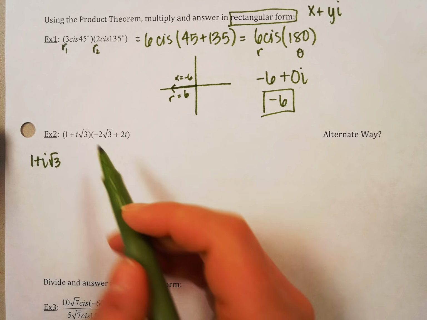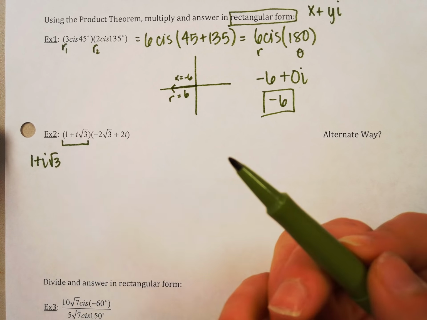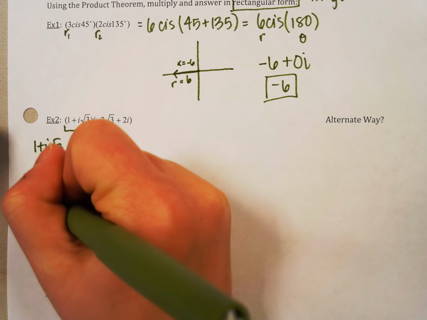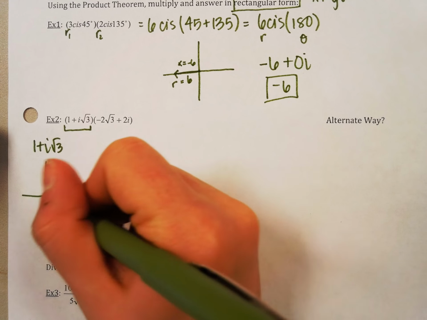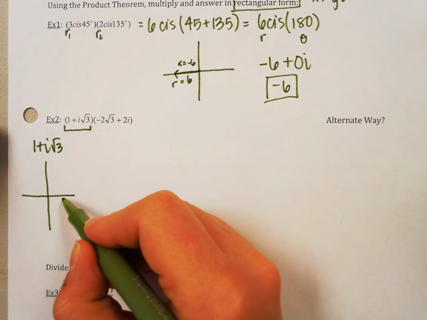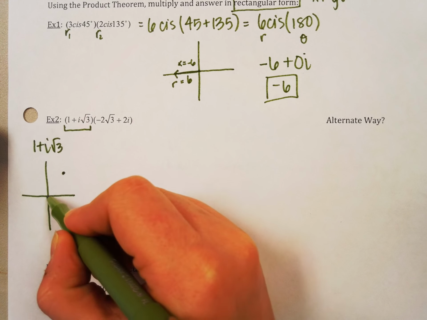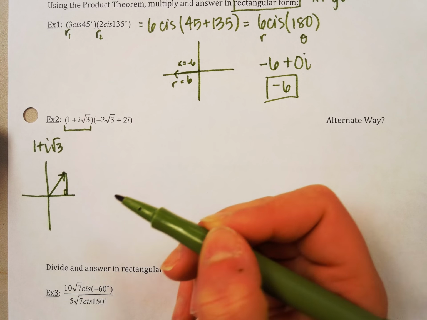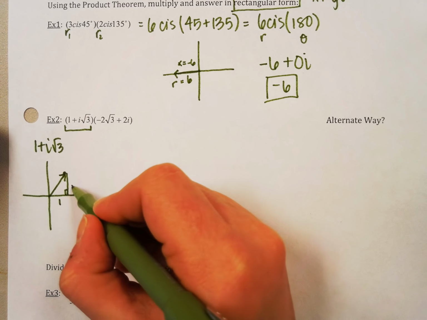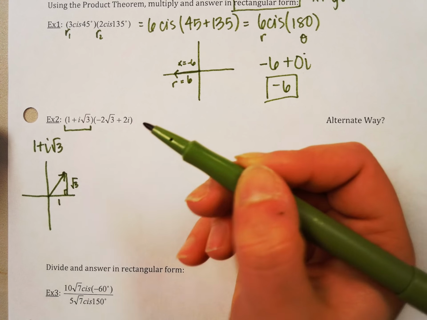I'm going to deal with this section here, the 1 plus i root 3, and I'm going to draw a representation of that. So 1 in the positive x direction and root 3 in the positive y direction gives us something here in quadrant 1. So our x value here is 1, our y value here is root 3.